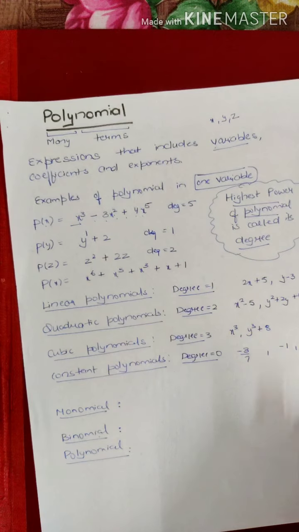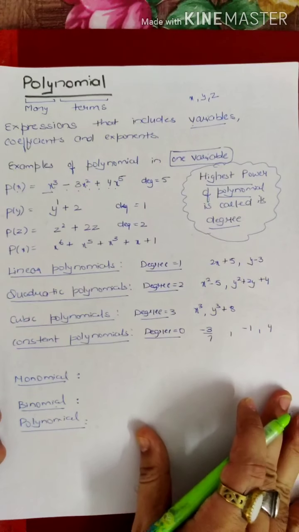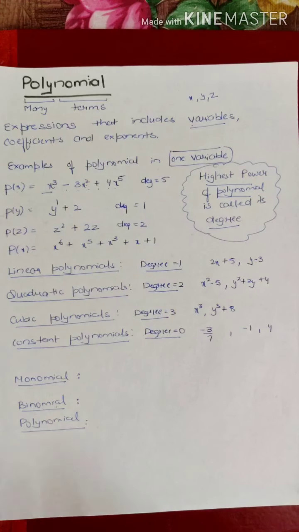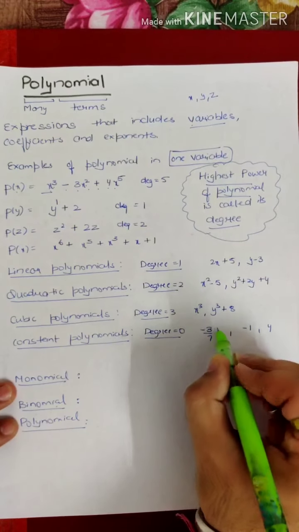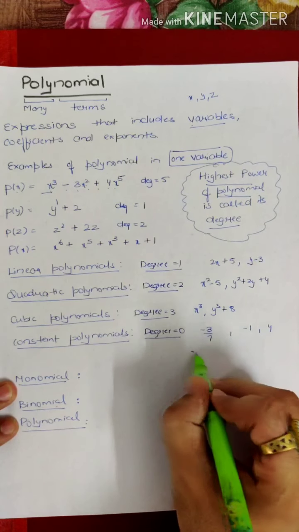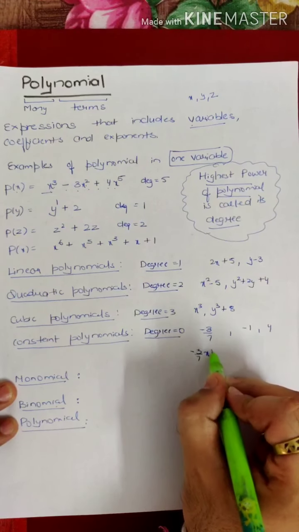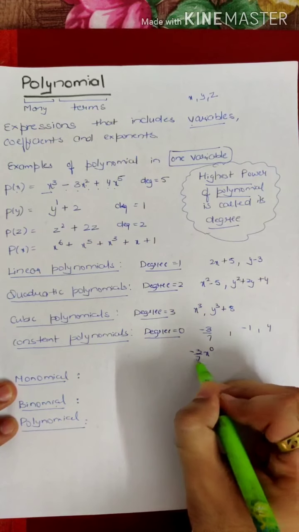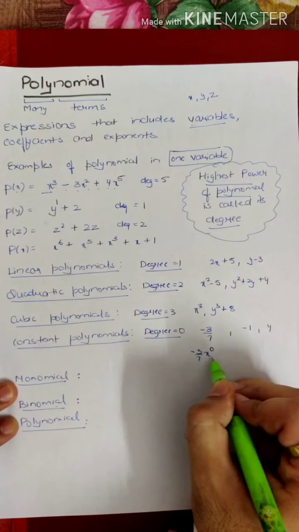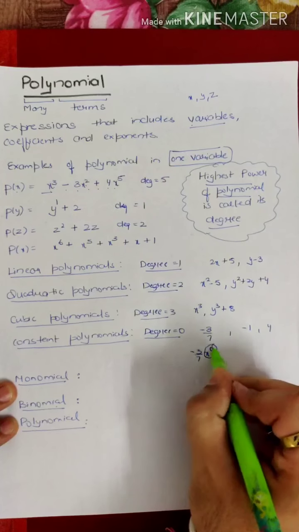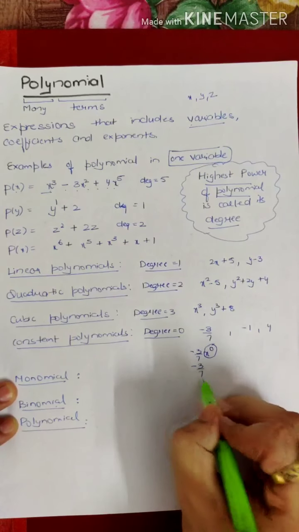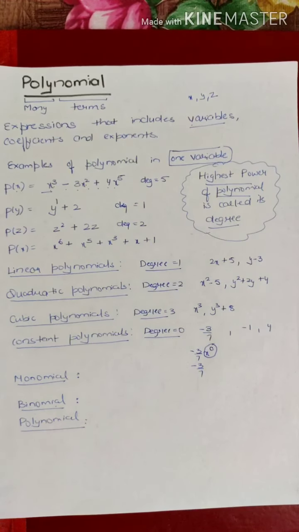Why are we saying this is a constant polynomial? Because we don't have any variable. Even if there is a variable, like I say I have written this minus 3 by 7, this can also be written as minus 3 by 7 into x raised to power 0. Anything raised to power 0 is 1. So you will get back this constant only. So this is why this is known as constant polynomial.